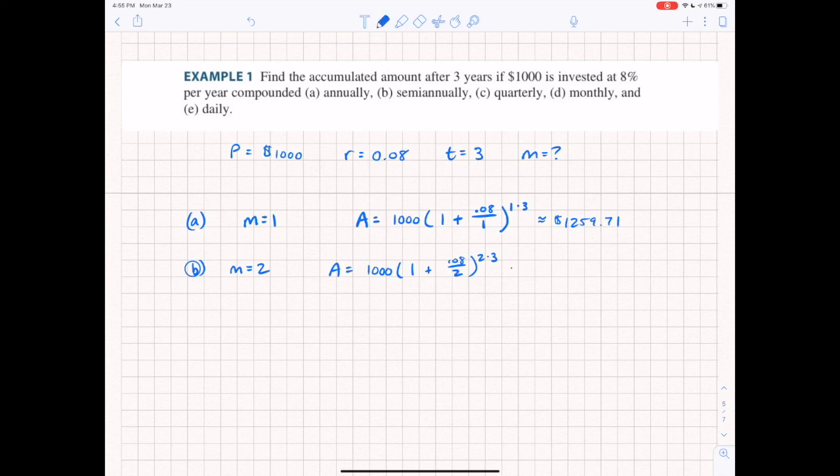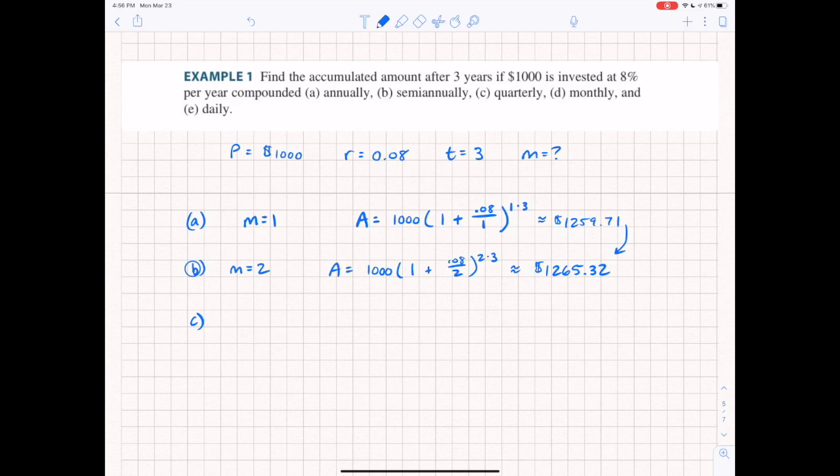This will be approximately, after using the calculator, $1,265.32. Notice the increase. By increasing the number of times I'm compounding by 1, we actually earn about $6 more than we would normally, which in the great scheme of things isn't a ton, but $6 is pretty good. We are making money, which is always a plus.